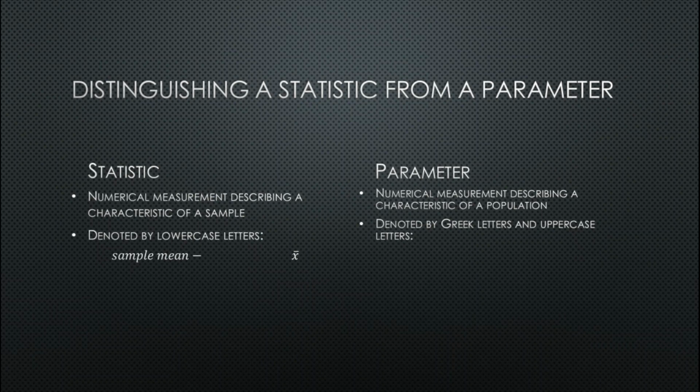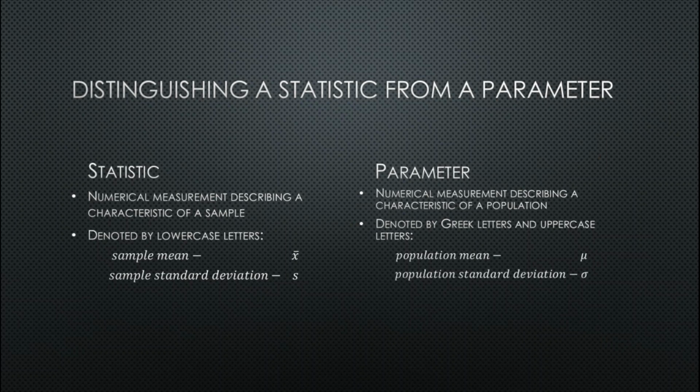An example is the sample mean, which is denoted by x bar. The population mean, on the other hand, is denoted by the Greek letter mu. The sample standard deviation is denoted by lowercase letter s. The population standard deviation is denoted by the Greek letter sigma.